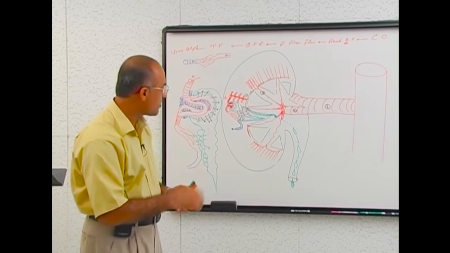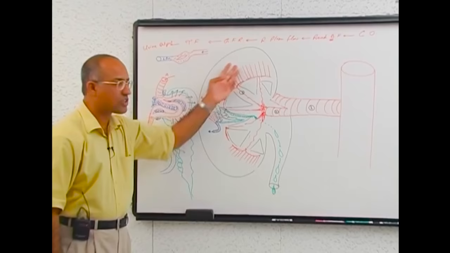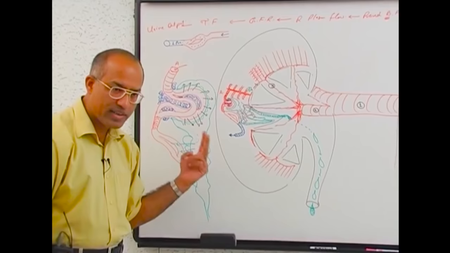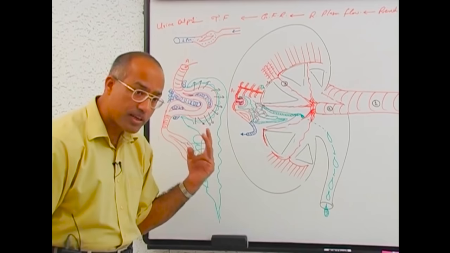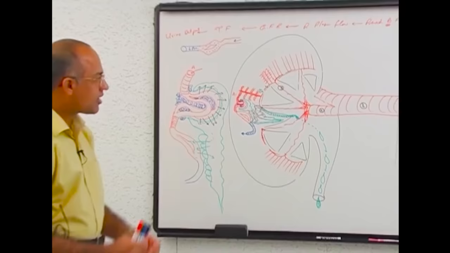Fine. So we can say that cortical structures, listen carefully, cortical structures of the nephron are provided by two capillary networks. Number one is the glomerular network, the other is the peritubular capillary network. Is that clear? Now, a little complex thing coming. I will explain it to you.